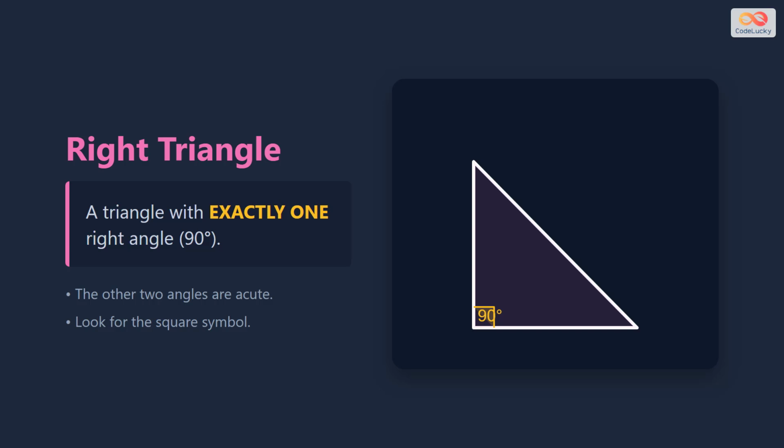Next, we have the right triangle. This one is easy to spot because it has exactly one right angle. You will often see a small square symbol in the corner to show it is 90 degrees. The other two angles are always acute.